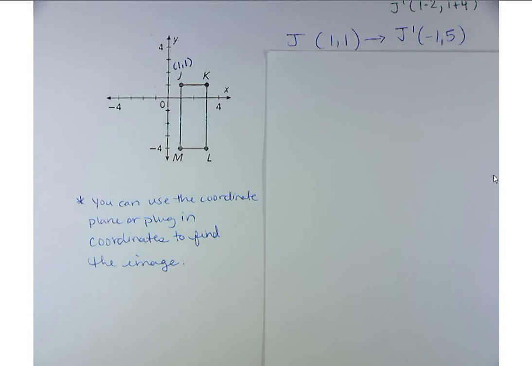And if you didn't write it as mapping, will you do that for me? So J maps to J prime. Okay, so if you've already found the points, just go ahead and write them in a mapping fashion.